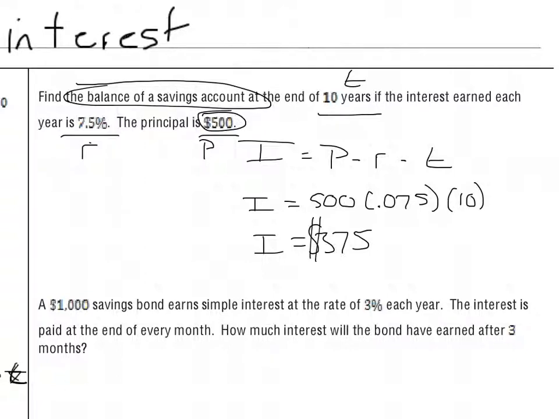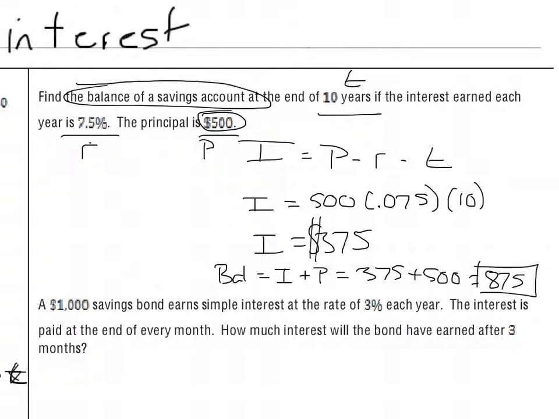So when this question happens, when we want to find the balance, balance is equal to interest plus principal. This will be 375 plus 500 is equal to 875. And so that's just one thing that we have to be careful of here, is to always check, hey, is this asking me for just the interest, or is this asking me for the balance at the end?